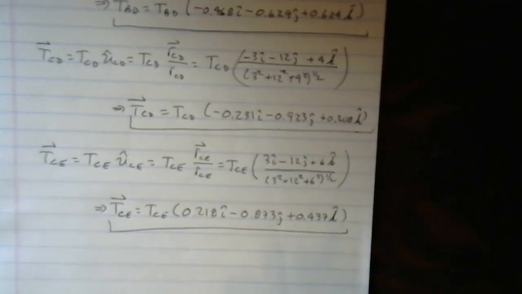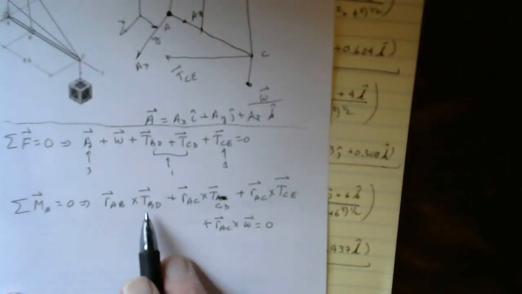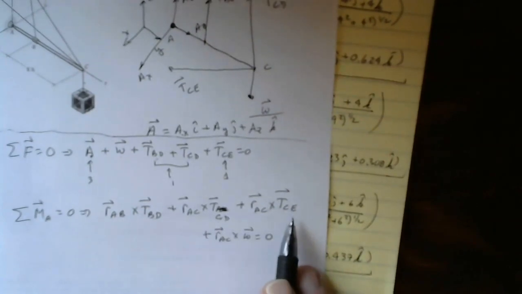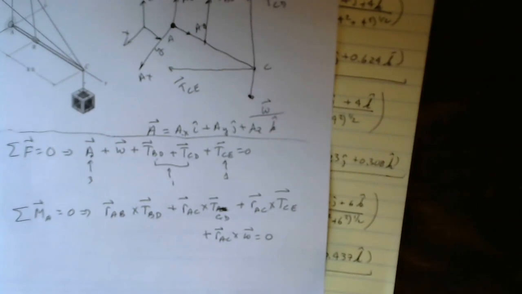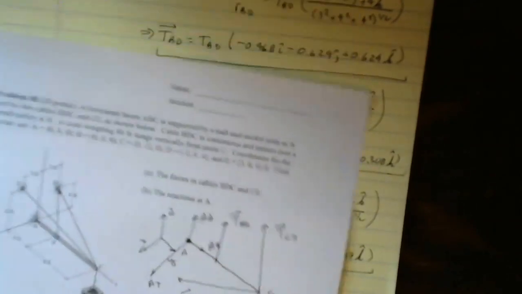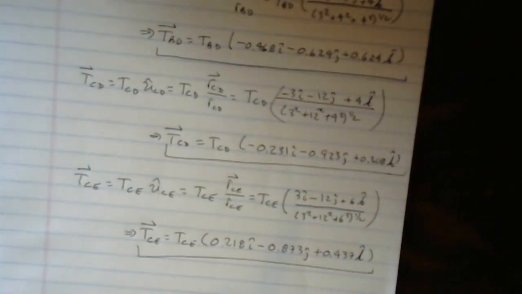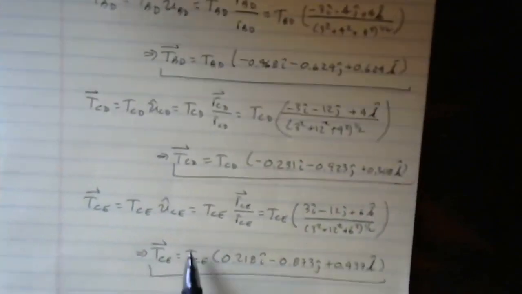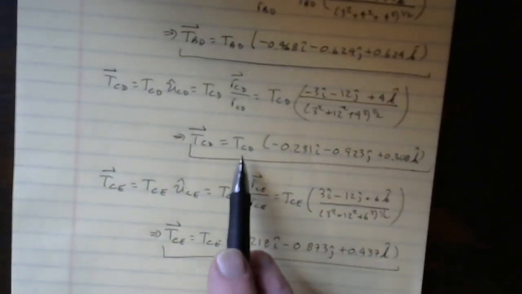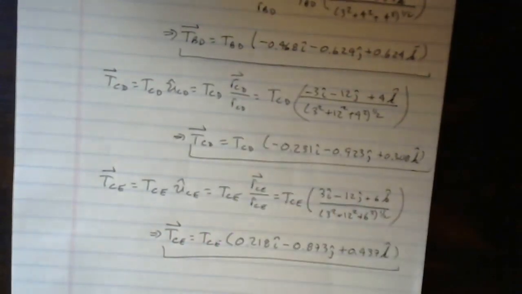So now I've got, go back to this, okay? Now I've got TBD, TCD, TCE expressed as Cartesian vectors, and now I can do these cross products. All right, so this is what we got. Keep in mind, there's only two unknowns here: the magnitude TCE, which is right there, and the magnitude TCD, TBD, which are equal. Okay, so there's only two unknowns here.